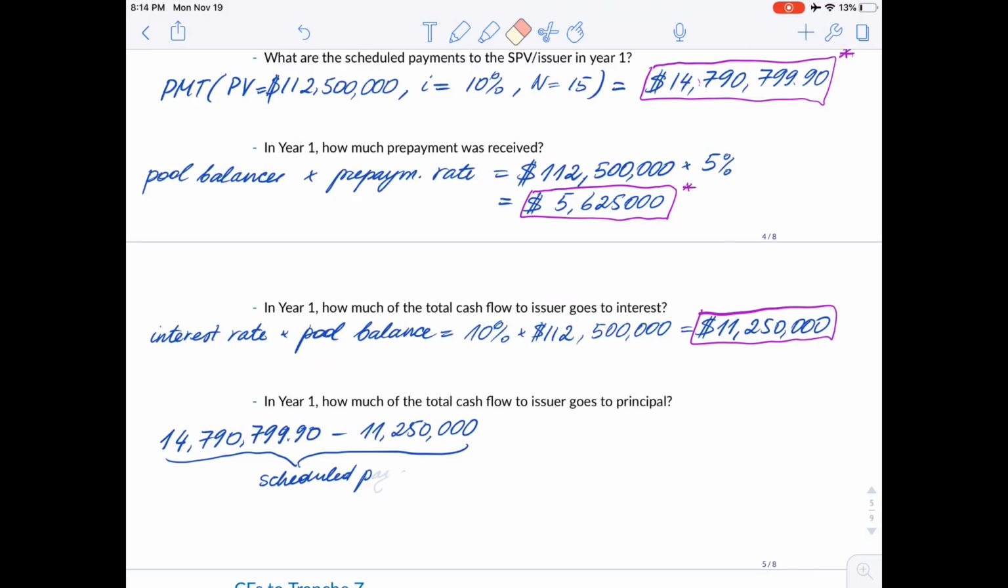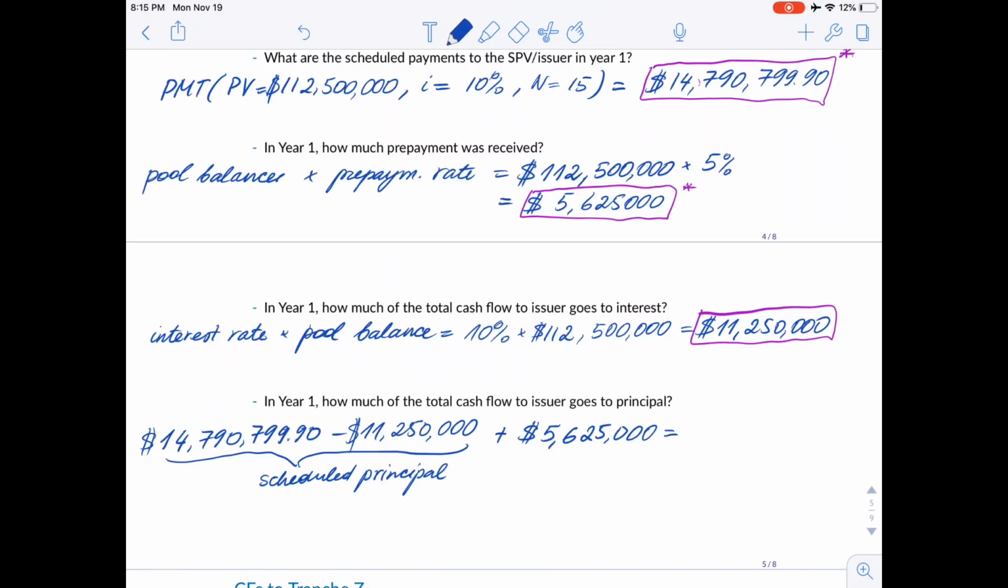Scheduled principal. Right? This is how we usually compute it. This is the scheduled payment, 14.79, and the 11.25 is the portion of it that is interest. So the difference is the scheduled principal. They also receive the prepayment, so we need to add that back. And prepayment is also a principal portion.